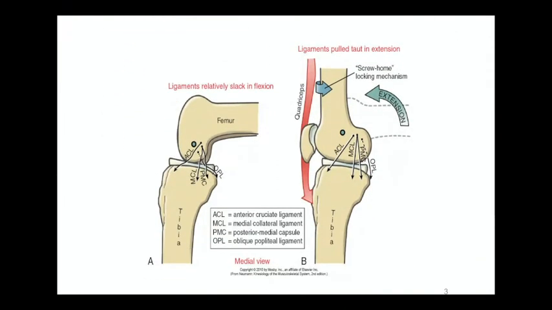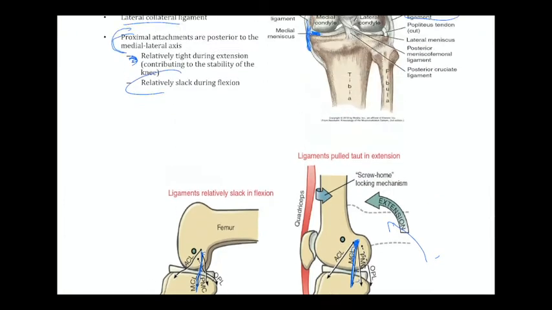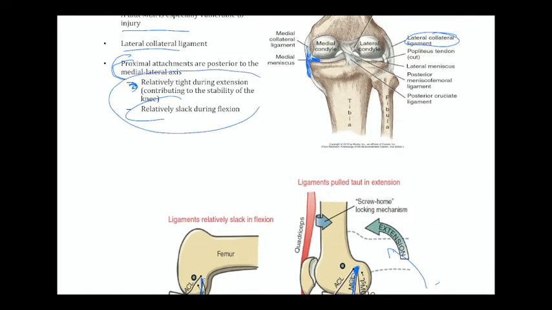So here we have the ligaments. They have the anterior cruciate ligament, the medial cruciate ligament, the posterior medial capsule, and then we have the oblique popliteal ligament. So these are the different ligaments that are attaching the femur to the tibia. Let's, for instance, look at the MCL here, where its attachment is posterior to the axis of rotation. So when we flex, that attachment gets really close to the attachment of the tibia, and so it becomes loose. When it gets pushed forward in full extension, it goes farther away and it becomes taut. So this is where we talked about it being relatively tight during extension and slack during flexion.